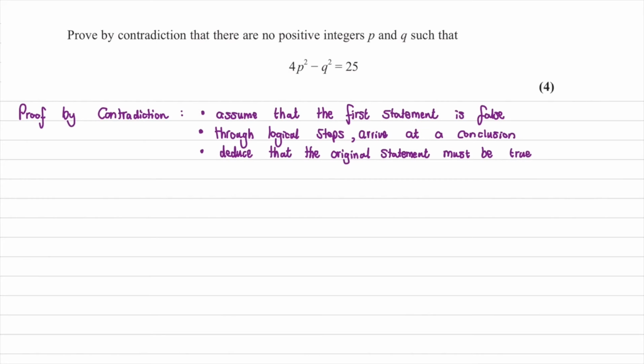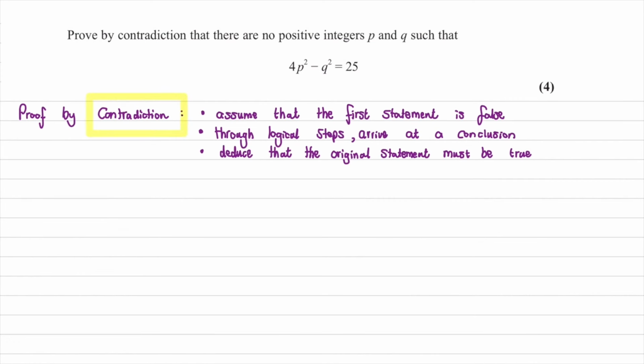We're being asked to prove by contradiction that there are no positive integers p and q such that 4p squared minus q squared is equal to 25. So we first think, proof by contradiction. What is proof by contradiction? What does this mean?